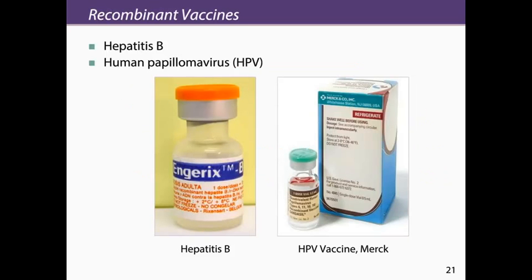The examples of these recombinant vaccines that are in use today include the hepatitis B vaccines and the human papillomavirus vaccines. All of these vaccines are currently made through this recombinant technology. All of them also use brewer's yeast as the primary factory for production of the vaccine antigens.